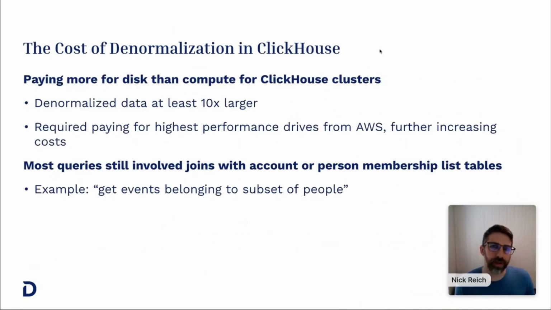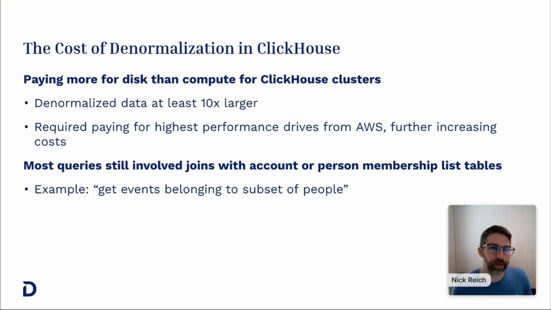So what was the cost of all this denormalization? It ended up that we were paying more for disk than compute with our ClickHouse clusters. We've calculated that even in a columnar optimized data store, the denormalized data was at least 10 times larger than it was normalized. And in addition to just paying for a lot of disk, we were also needing to pay for the highest performance drives from AWS, to get the highest throughput, the highest IOPS in order to meet our performance targets.